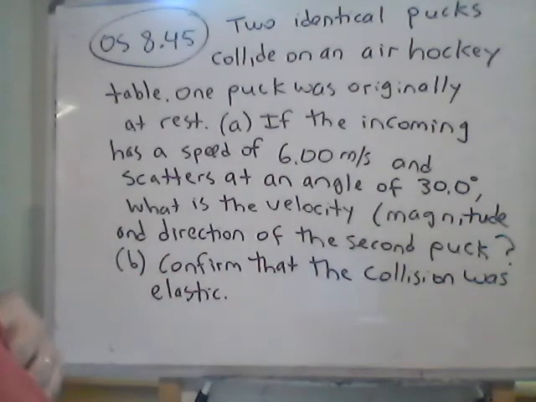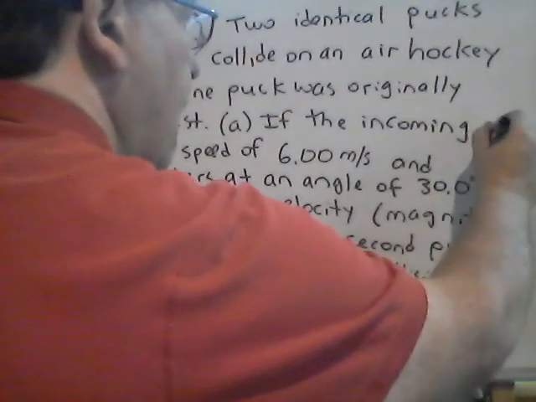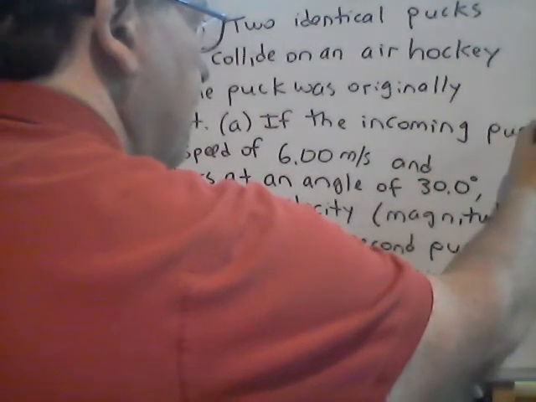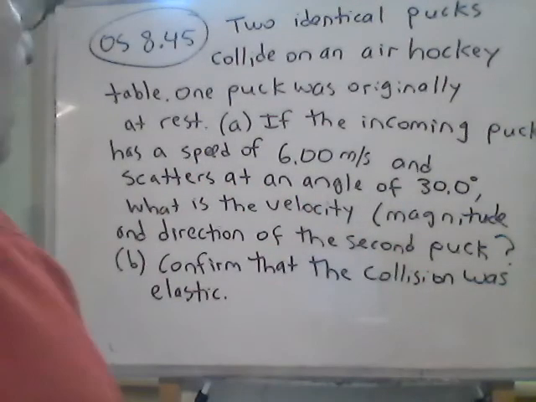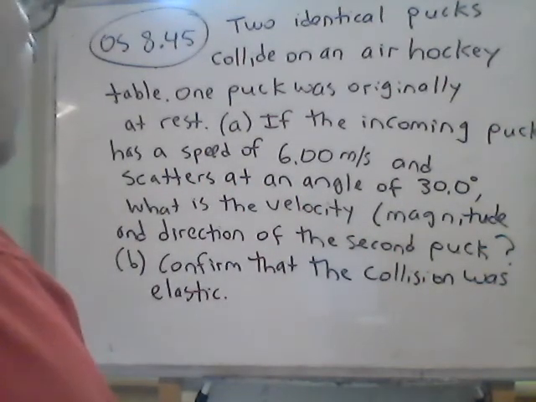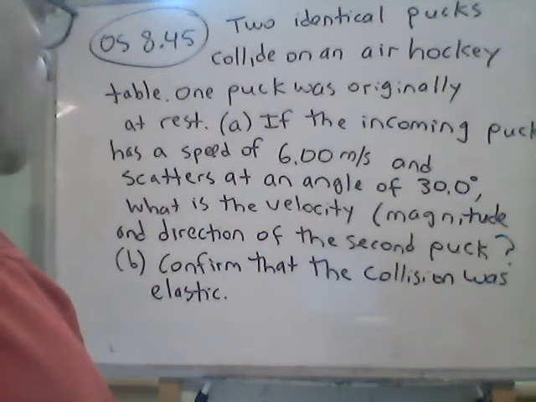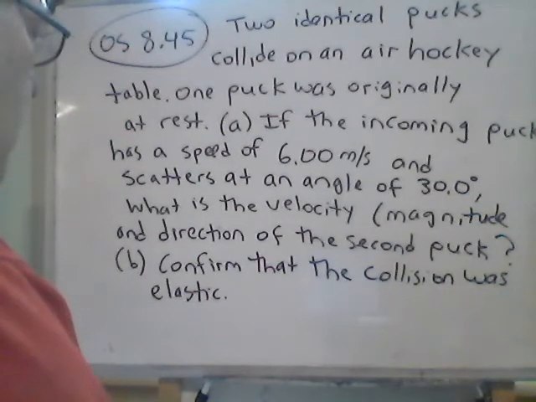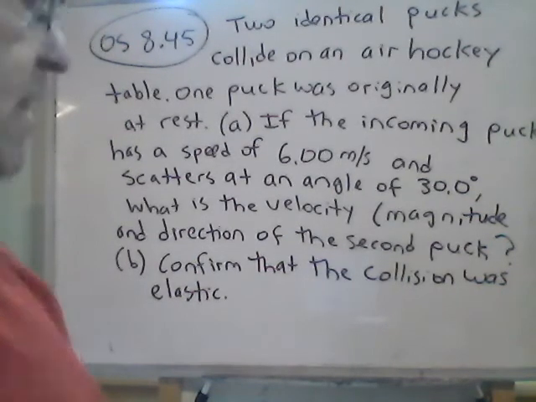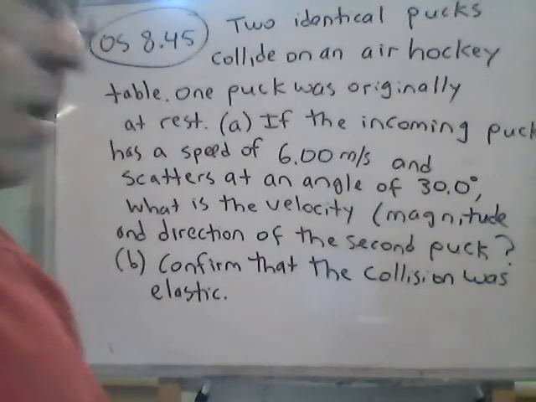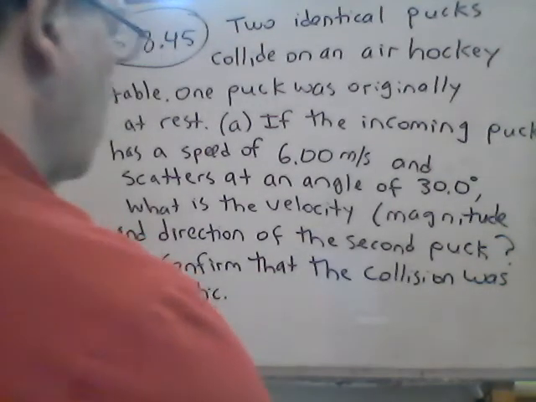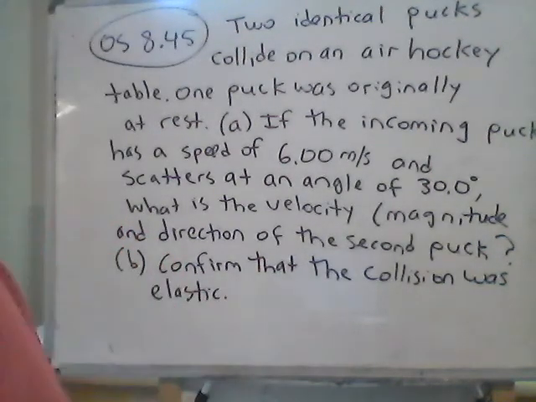I'll talk about that in a moment. So here's the problem: two identical pucks collide on an air hockey table. One puck was originally at rest. A, if the incoming puck has a speed of 6.00 meters per second and scatters at an angle of 30.0 degrees, what is the velocity, magnitude, and direction of the second puck? And then B, confirm that the collision was elastic. All right, so I'm going to make an assumption in a moment that helps with the whole elastic business.